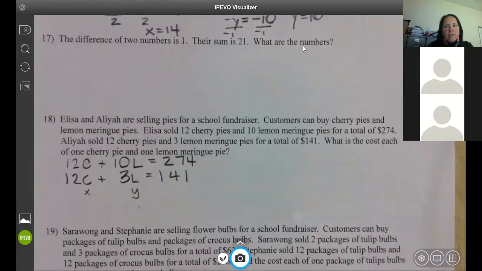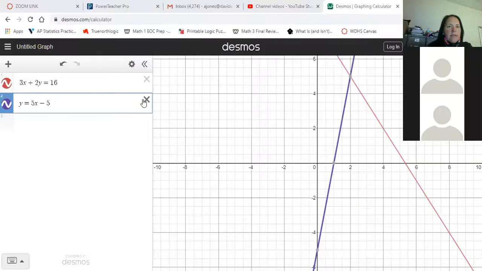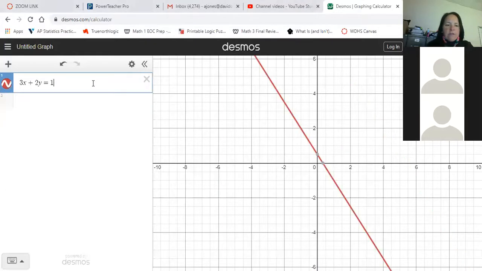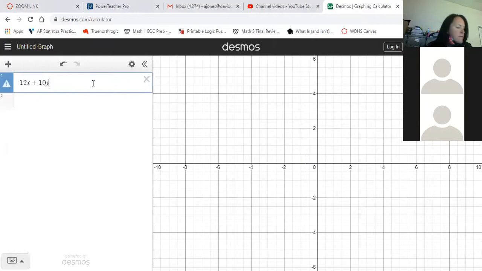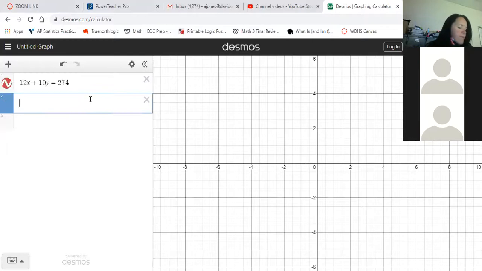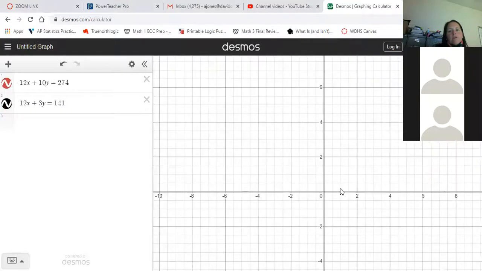So I'm going to stop this share, go back to Desmos. And look at these. They're just bigger numbers. There's nothing any different. So 12x plus 10y equals 274. And then 12x plus 3y equals 141. Now, what do you notice? Why don't you see anything? It's off the chart. Okay, so what do I do?